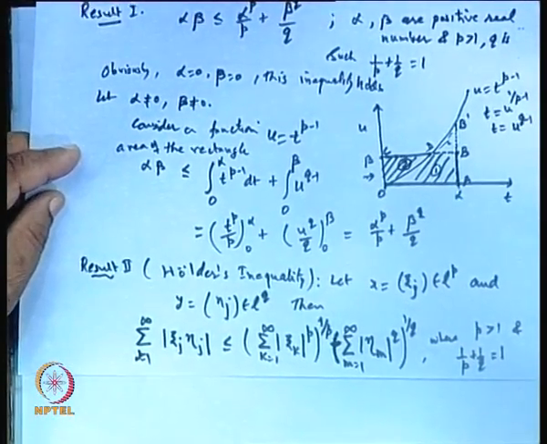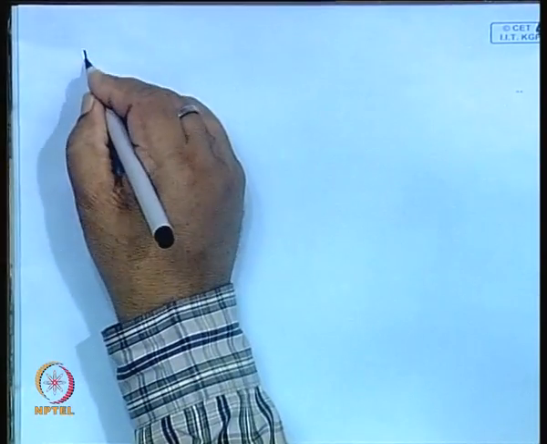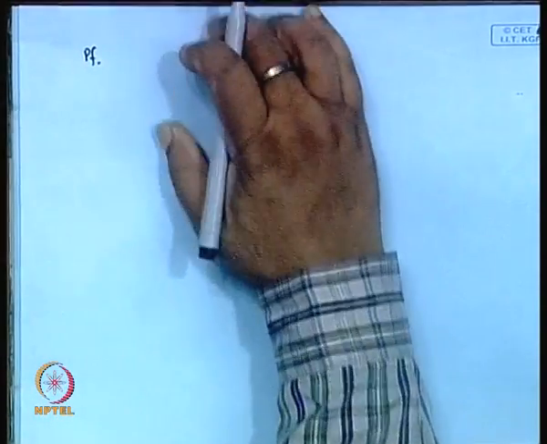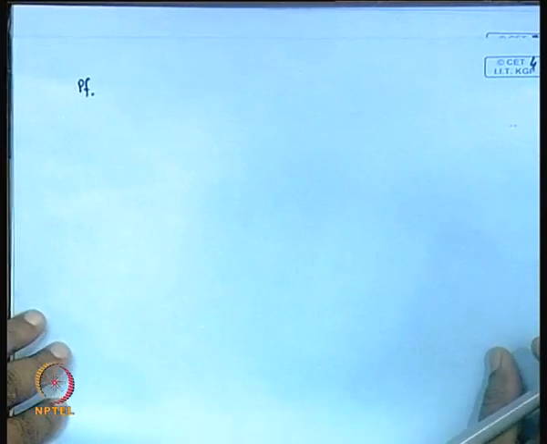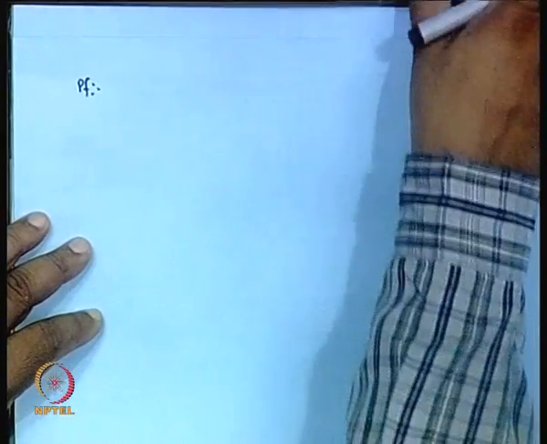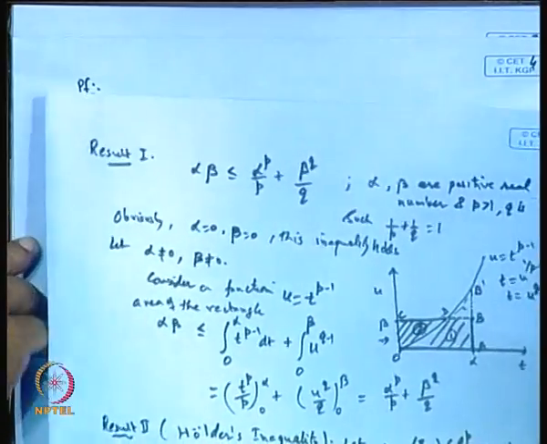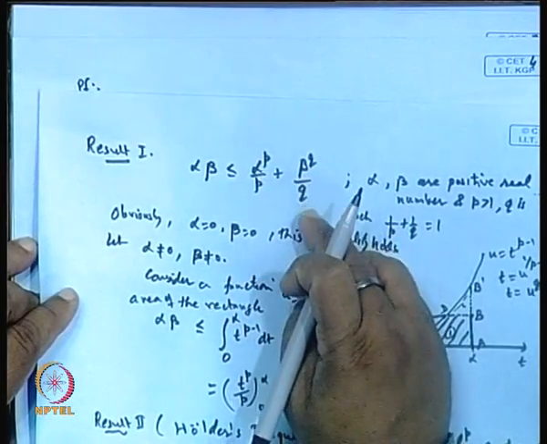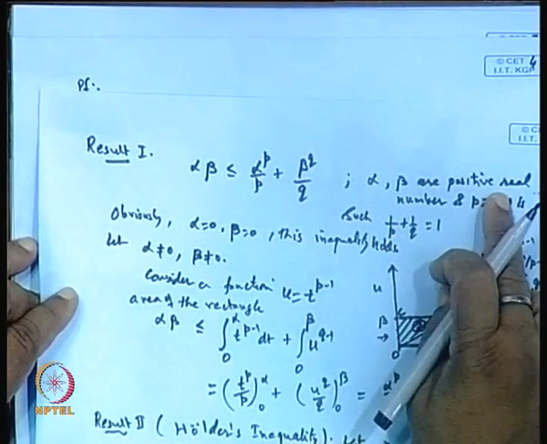Now, let us see the proof of this first result. In order to prove this result, we will make use of the inequality which we have derived first: alpha beta is less than or equal to alpha to the power p by p plus beta to the power q by q, for any positive real numbers alpha, beta. So we will make use of this inequality here.